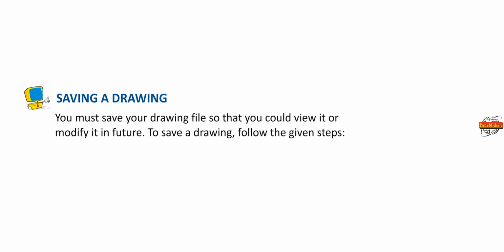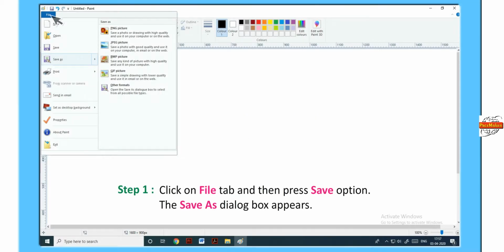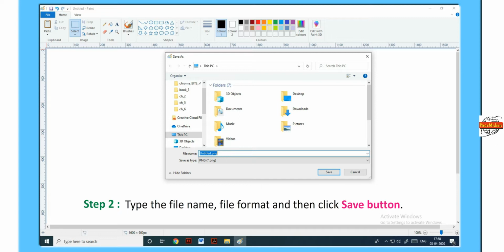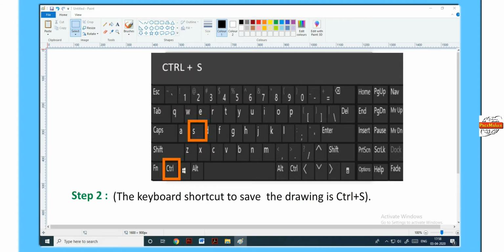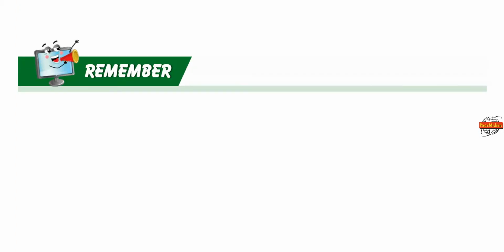Saving a drawing. You must save your drawing file so that you could view it or modify it in future. To save a drawing, follow these steps. Step 1. Click on the File tab and then press the Save option. The Save As dialog box appears. In Step 2, type the file name, file format, and then click the Save button. The keyboard shortcut to save the drawing is Ctrl+S.